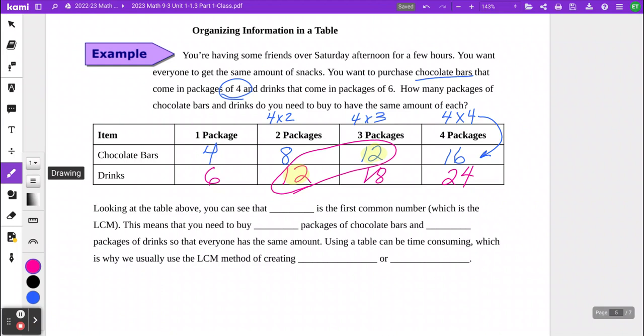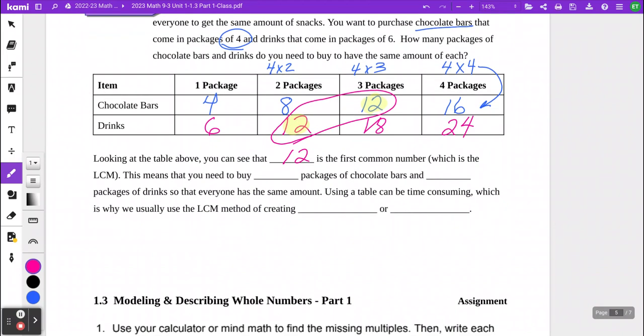But we did see in the chart that 12 is the common number. Okay, so it looks like we need the number 12. So that is our least common multiple. So now this means how many packages of chocolate bars do I need to buy? Well, I look at that and that tells me I need 3 packages of chocolate bars. And I look at my drinks and my drinks are 2 packages of drinks.